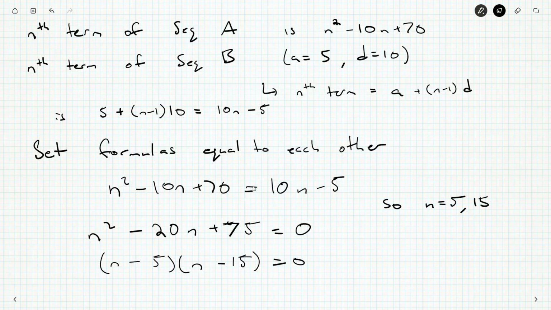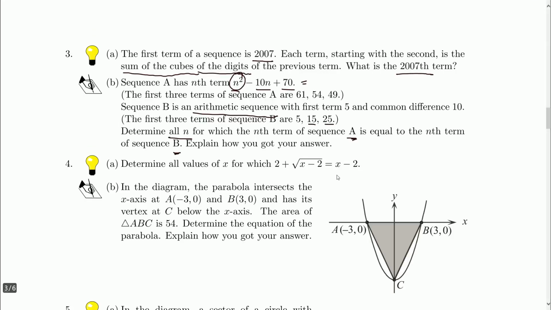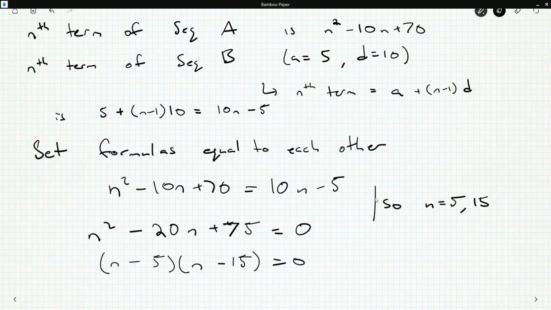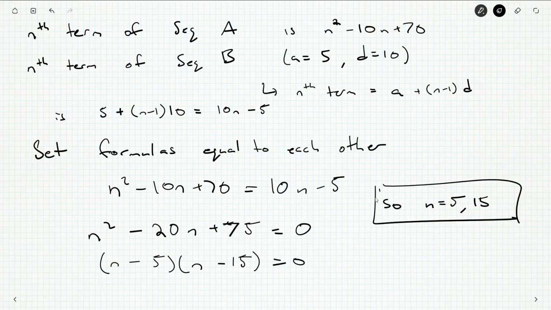Now, did they want the terms of the sequence, or did they just want the values of n? Determine all n. Well, there we go. We could even double check if we wanted to. Let's just take n as 5 and do it in our heads. 25 minus 50 is negative 25, plus 70 is 45. And then 10 times 5 is 50, minus 5 is also 45. And we could do the same thing with 15, just grab your calculator. But they just wanted the values of n, so there we go. And we are all done 3B.